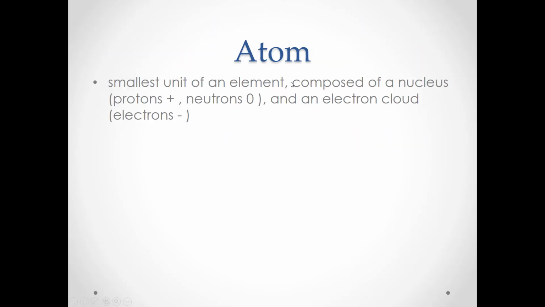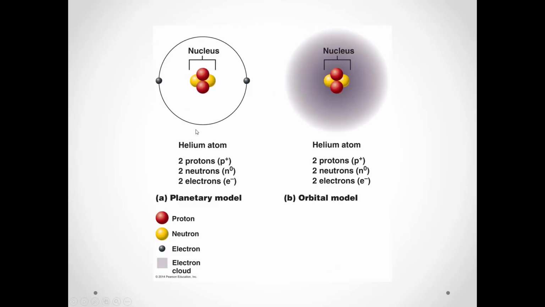All right, so as you know, an atom is the smallest unit of an element. We've got a nucleus with protons and neutrons, where protons have a positive charge and neutrons have no charge, and an electron cloud around the outside, where the electrons have negative charges. Here you can see their position within an atom. We have the nucleus here in the middle with the protons and the neutrons, and then around the outside we have the electrons.